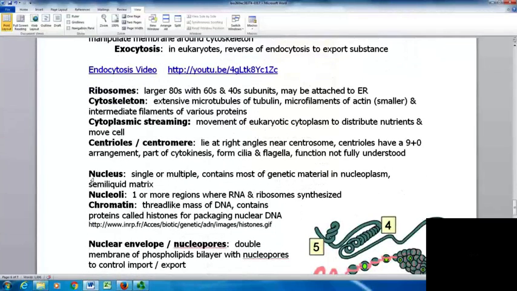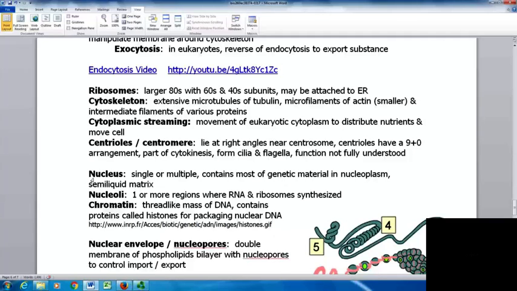Eukaryotic ribosomes are larger. They're 80S with 60S and 40S subunits, and they may be attached to the ER, or endoplasmic reticulum. The cytoskeleton is extensive. You're going to have microtubules of tubulin, microfilaments of actin, which are smaller, and then the intermediate filaments made of various proteins. This will allow for cytoplasmic streaming, where you have movement of the eukaryotic cytoplasm. This helps to distribute the nutrients and move the cell.